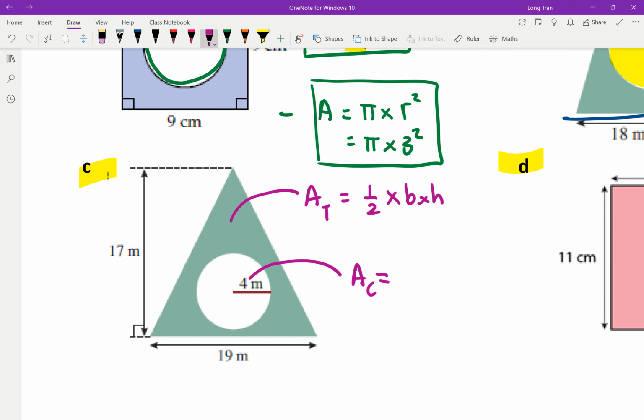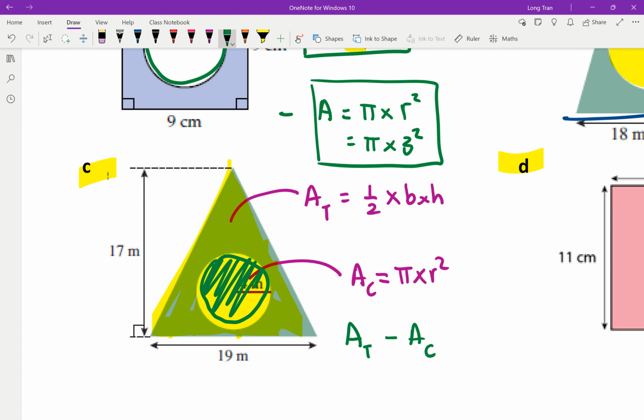Area of a circle is pi times radius squared. Once you know the answers for those, you're going to do area of triangle take away area of circle. Why do you do that? Because with the area of a triangle, you get the full area. You get everything you want. But then you don't want that circle bit, so you remove this area. That's why it's area of a triangle minus area of a circle.